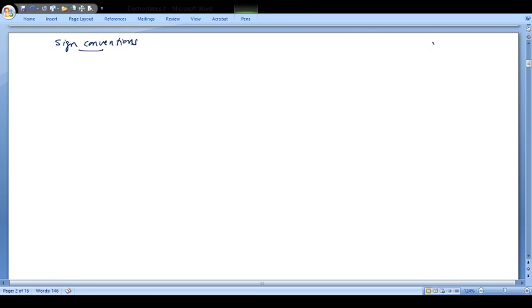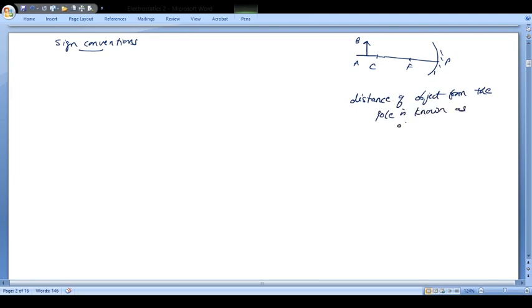Now see here, if I say I have a concave mirror, and say this is pole, this is focus, and this is C. If I keep an object beyond C, let us suppose the object is kept beyond C, then this distance from the pole, first try to understand this. Distance of object from the pole is known as object distance. So what will be the object distance? Object distance is going to be PA and it is given by letter U.